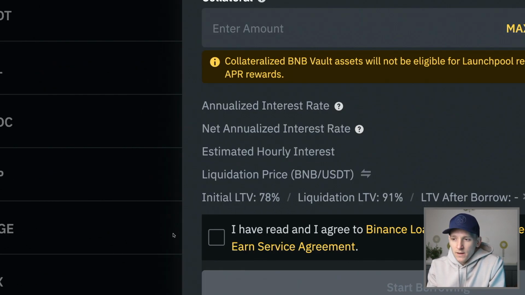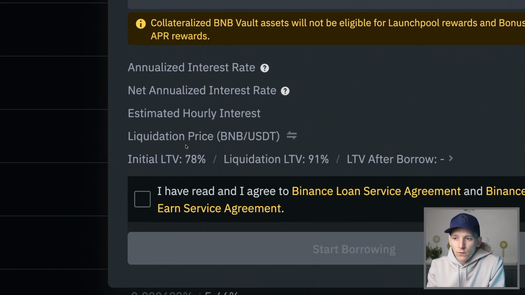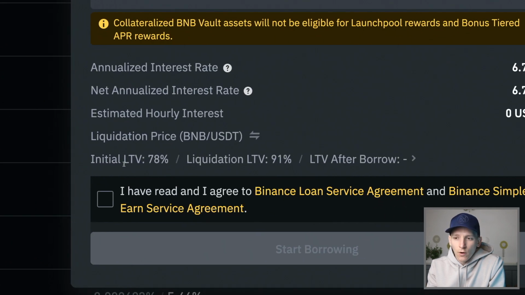But as we come down here, you'll see this initial LTV. This is loan to value of the collateral that we have, 78%. That means that they will let us borrow 78% of the value of our collateral, and the extra 22% is there as a buffer. So we can only borrow 78%.